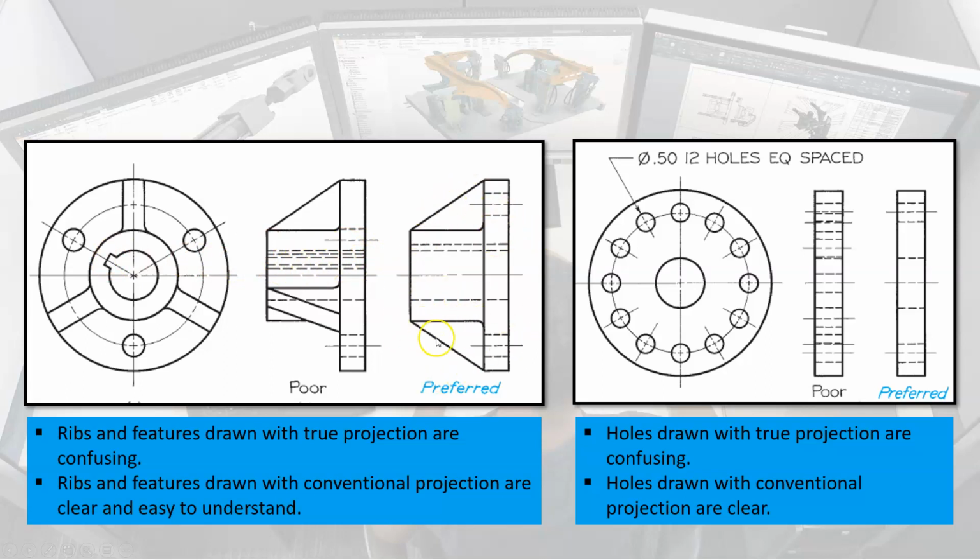This is how we would actually draw it. Okay. So the rib is drawn as if it's over in this position. The hole is drawn as if it's over here, and everything is balanced and symmetrical.